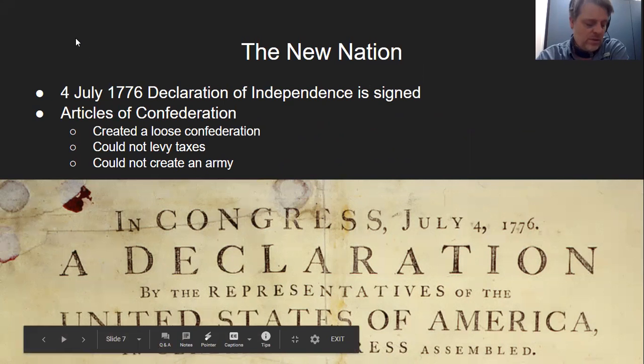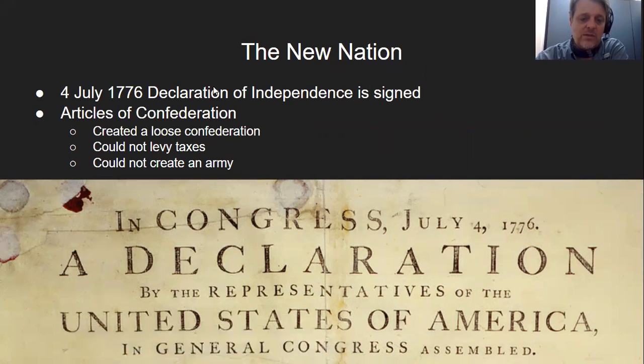So July 4th, 1776, that's the Declaration of Independence signed. It's called Independence Day, July 4th, America's birthday. And then they create this Articles of Confederation. And we'll talk about that a little later in other lessons. But it created a loose confederation. And the government we have now is a federation. We got a little stronger central government, not a centralized government as say France does, but we got a strong central government as compared to a confederation, which is just a bunch of states working together.